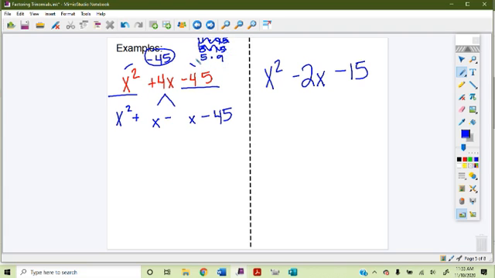5 and 9, though, if the 5 is negative, negative 5 plus 9 is positive 4. Which is what I want. If I made the 9 negative, I'd end up with negative 4, which is not what I want. So when I write this out, I want to make sure that I consider that the 9 has to be positive and the 5 has to be negative for them to combine to give me a positive 4.